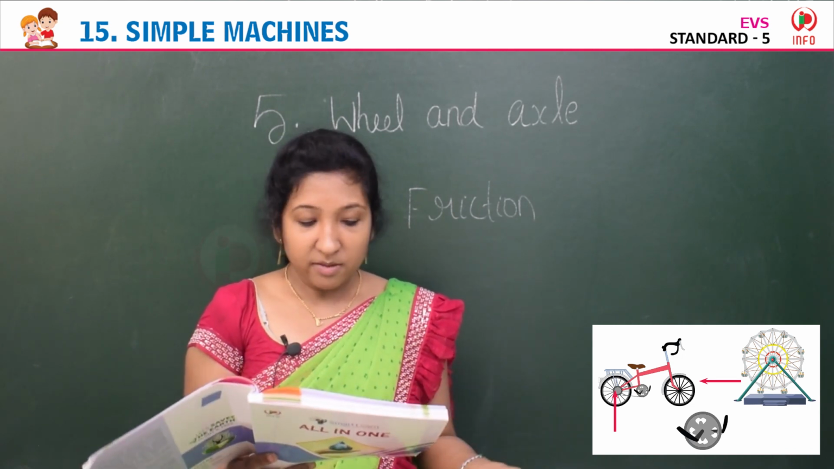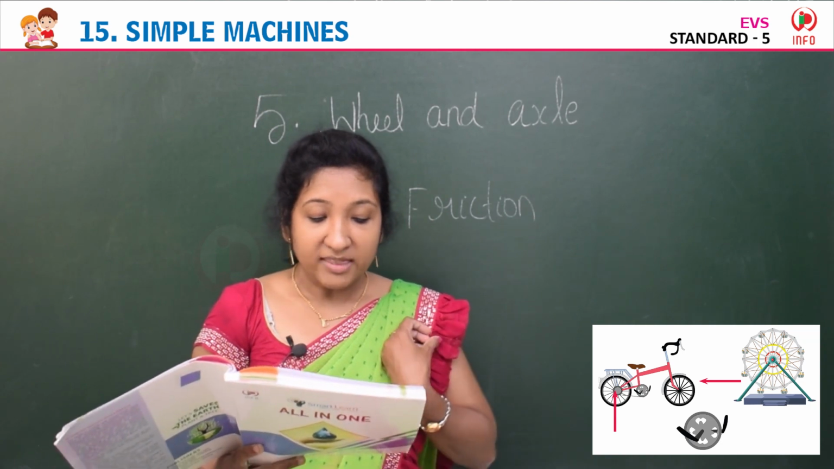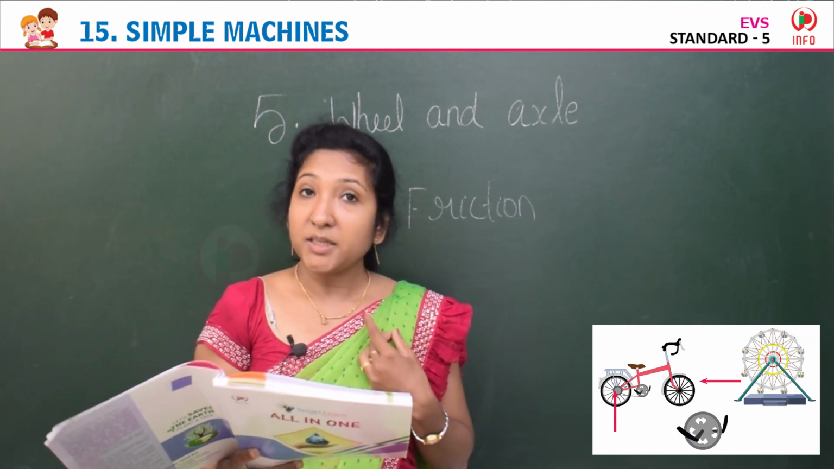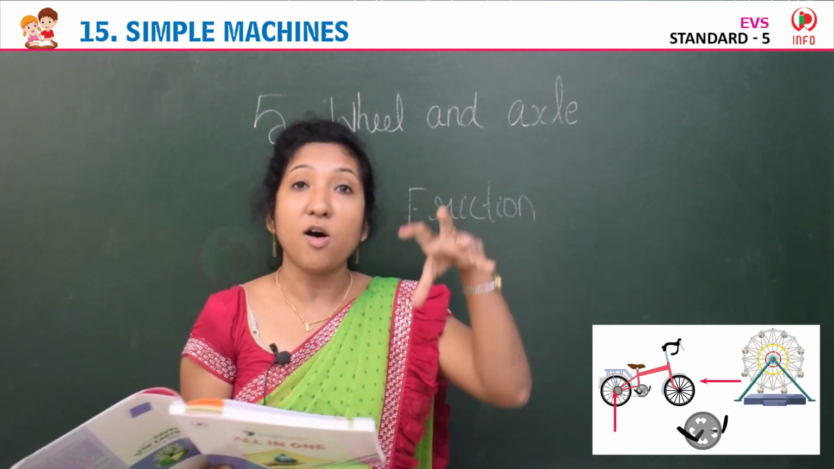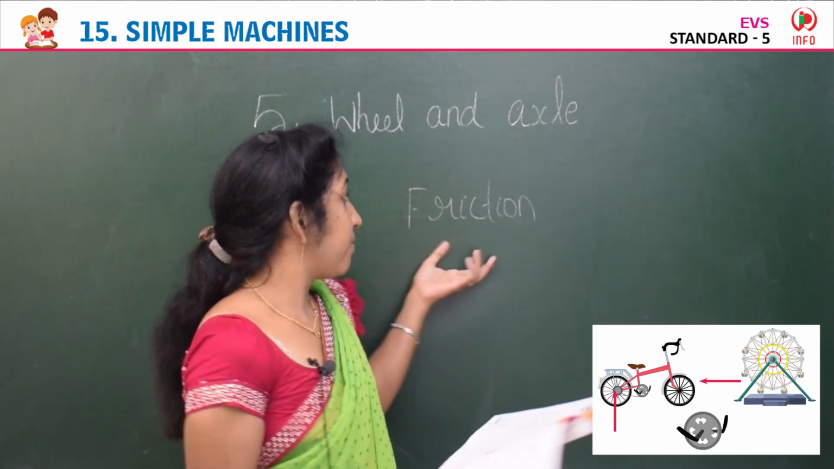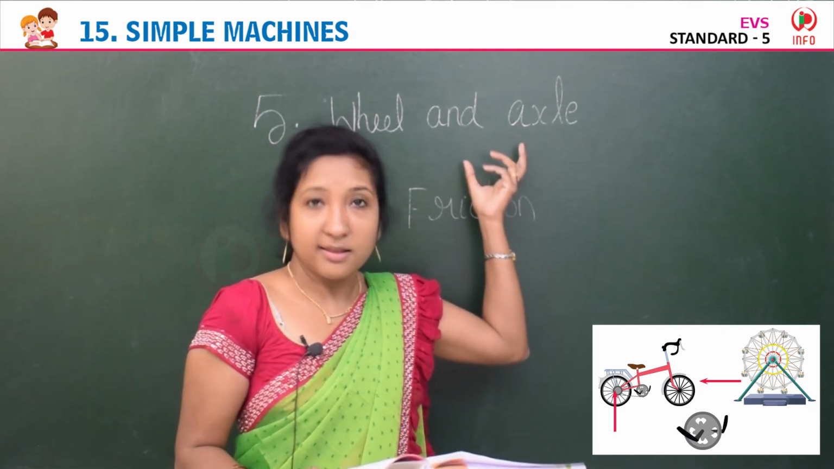Then screwdriver, egg beater, and the brace and bit are other common examples of wheel and axle. Brace and bit is a tool actually used to drill holes in wood. Okay, that's about wheel and axle.